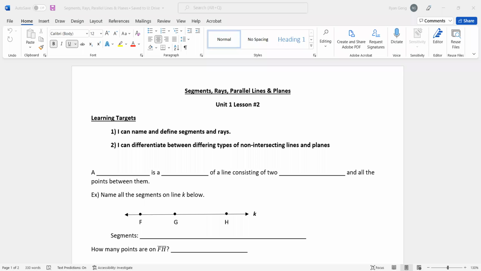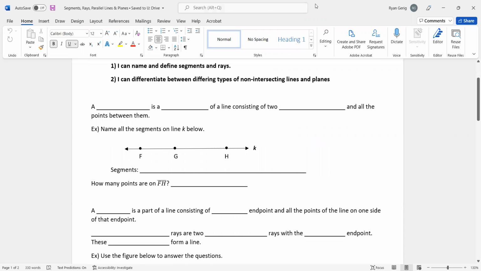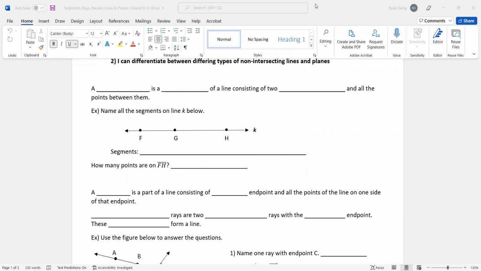Hello again, geometry. Here we go with lesson 2 in unit 1. With lesson 2, we're going to name and define segments and rays, and then differentiate between differing types of non-intersecting lines and planes. So here we go.